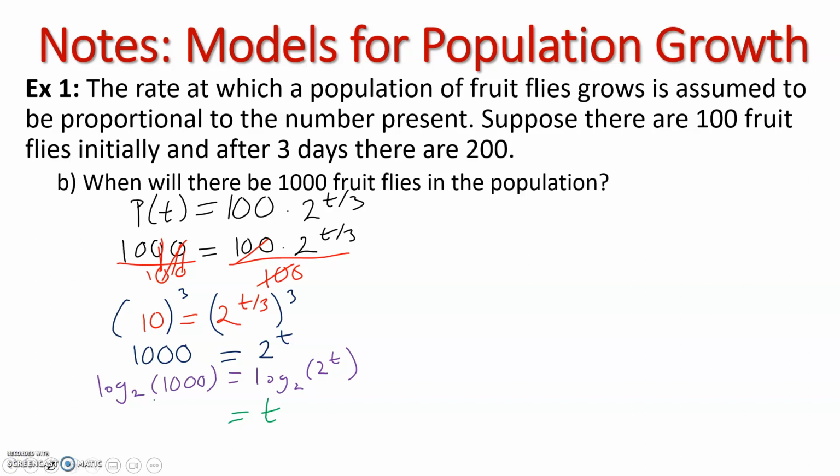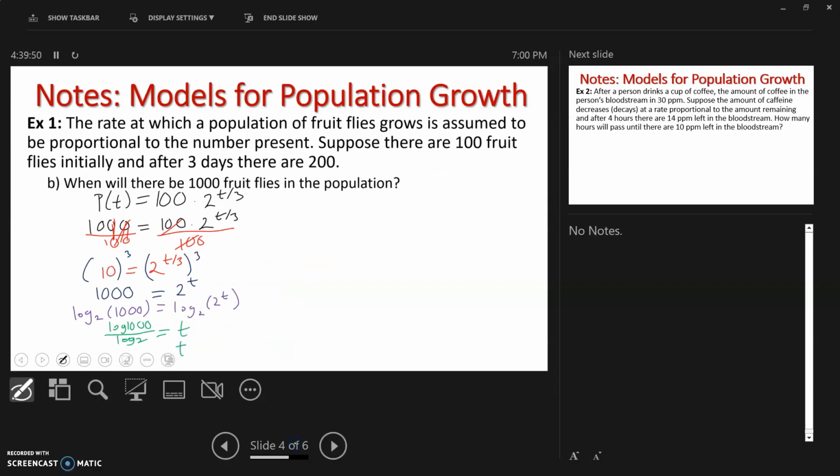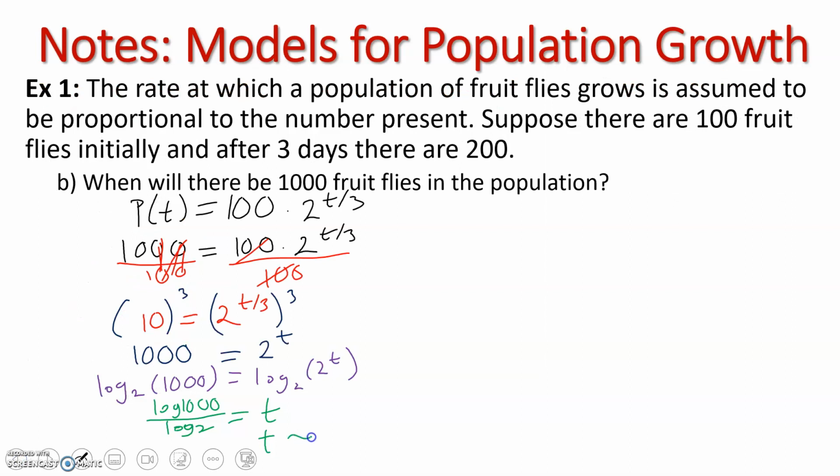And then using our change of base formula, this is log of 1,000 over log of 2, which comes out to approximately 9.9657, or if we round, 9.966 days. So then we say it will take us about 9.966 days for the fruit fly population to be about 1,000.